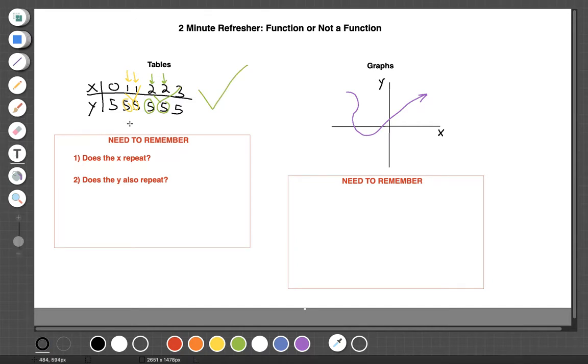You may have been confused by all these 5s, so we have to remember our third important thing, the y can always repeat. Okay, let's move on to graphs. This one's a little bit more simple.